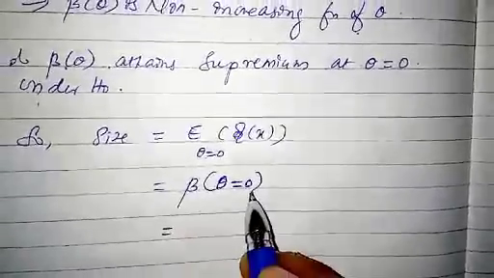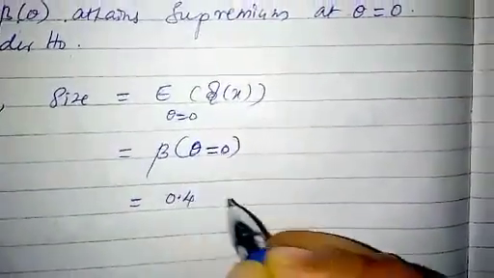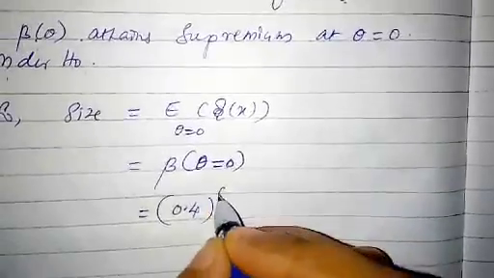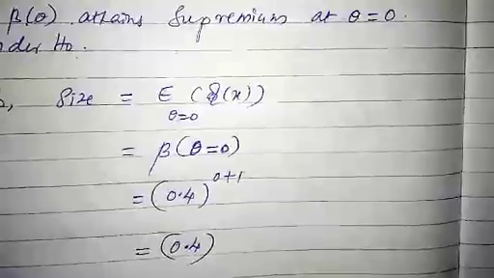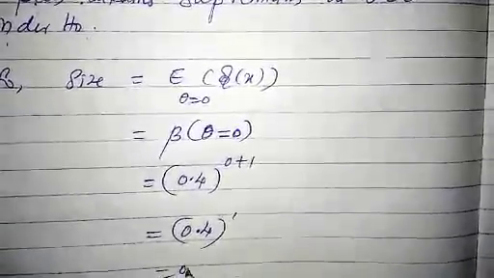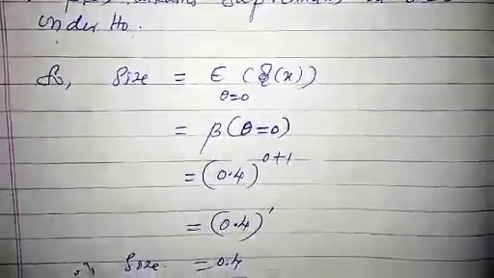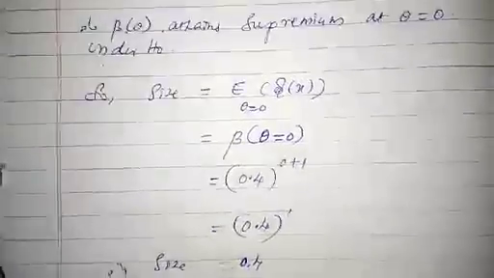Here theta value is replaced by 0. Then what is beta of theta? Here beta of theta is 0.4 power theta plus 1, right? So here theta is 0, plus 1, is equal to 0.4 power 1, which is equal to 0.4. Therefore the size of this test is 0.4. This is the answer. Understood?